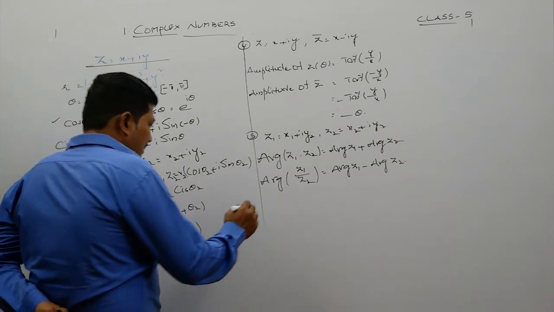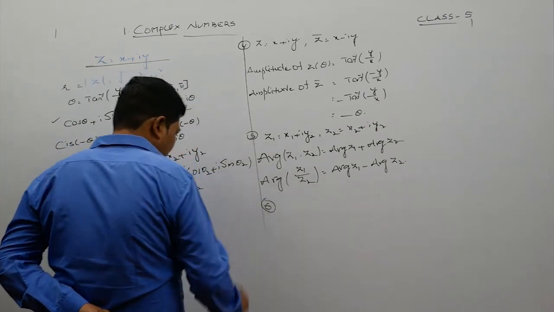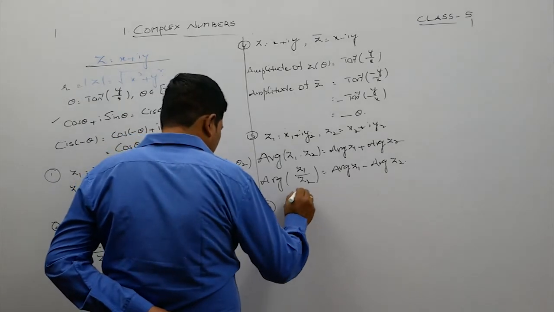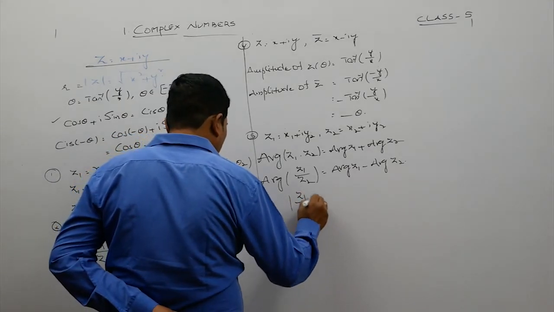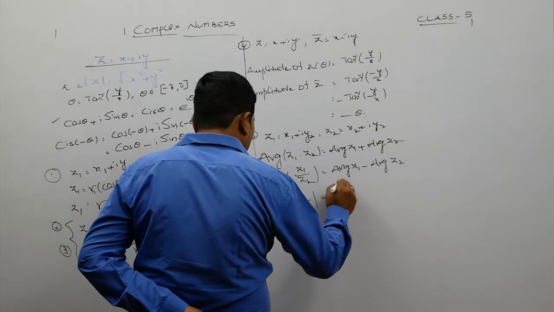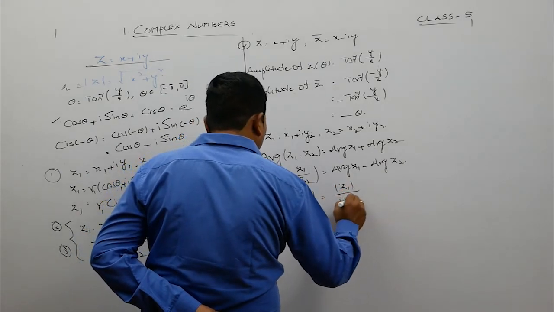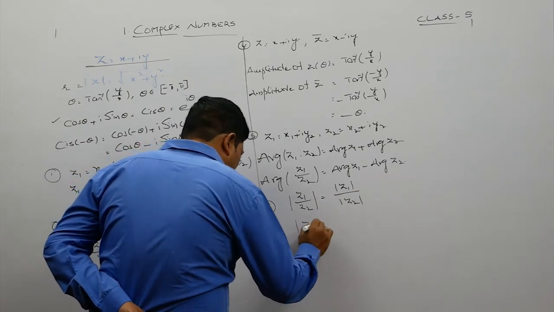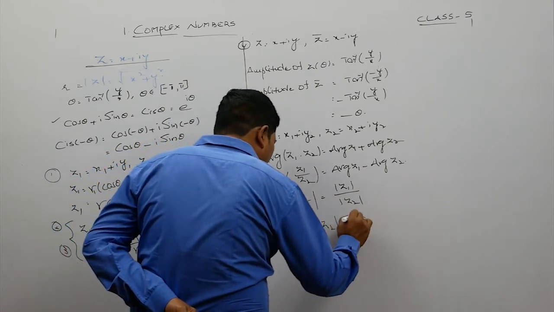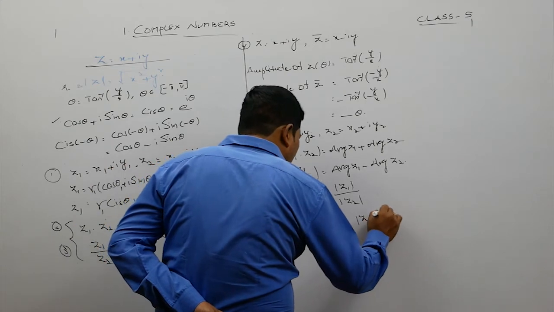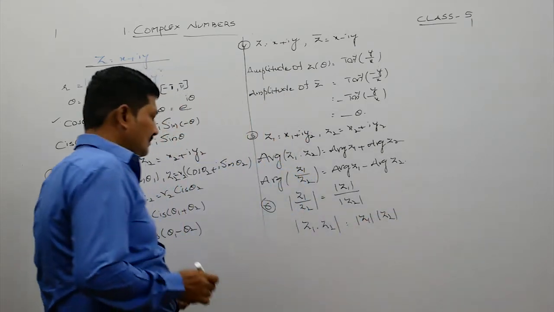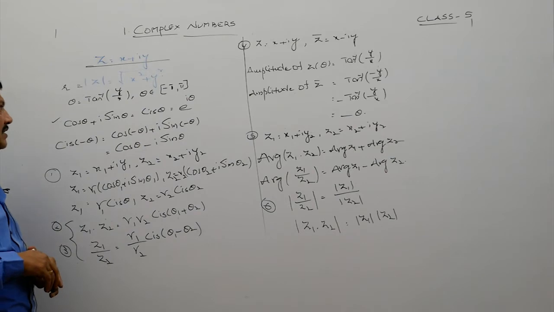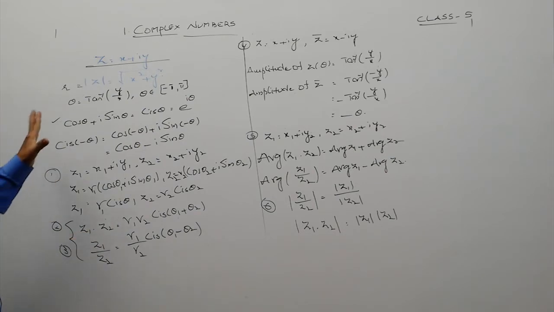as well as according to the modulus property here. So mod z1 by z2 is equal to mod z1 by mod z2, provided z2 is not equal to 0, as well as mod z1 into z2 is equal to mod z1 into mod z2. So these are the highlights of the points to be remembered. Again see here, so what is this?